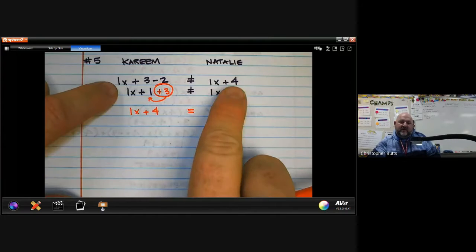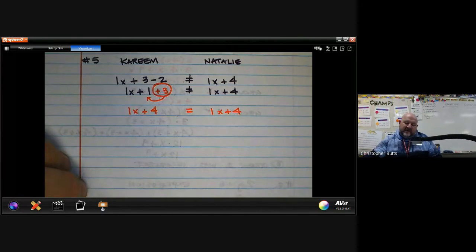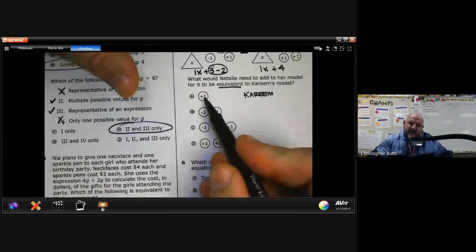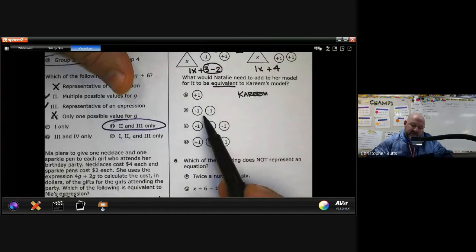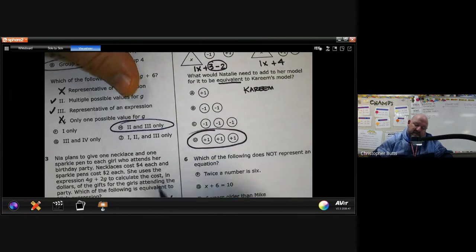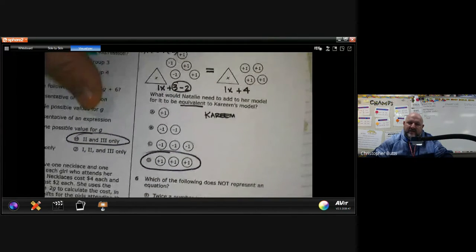They were not equal before, but now they are. So when I go back and look at this picture, this would be adding positive 1, this would be adding negative 2, this would be adding negative 3, this would be adding positive 3, and that would balance it out and make the two things equal.